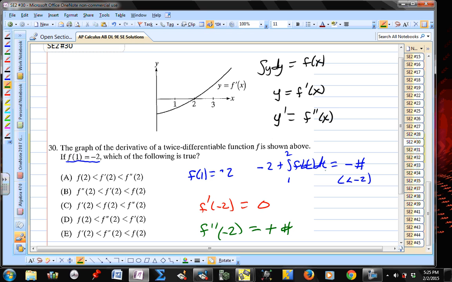The negative number is least. The negative number was f of 2, 0 was f prime of 2, and then the positive number was f prime prime. So negative, 0, positive, from least to greatest. This matches option letter A.